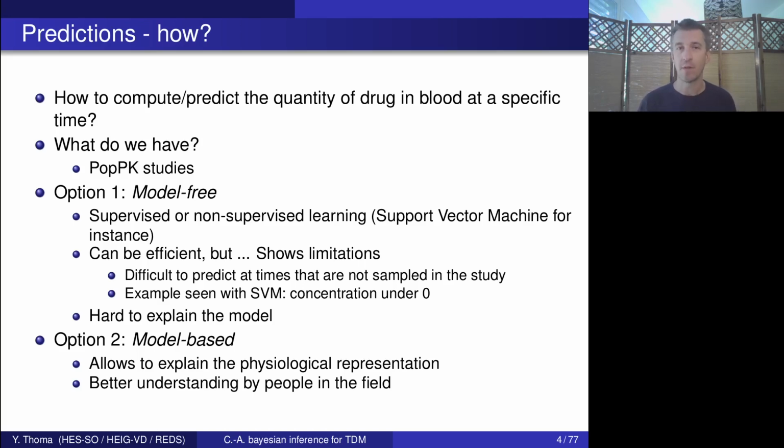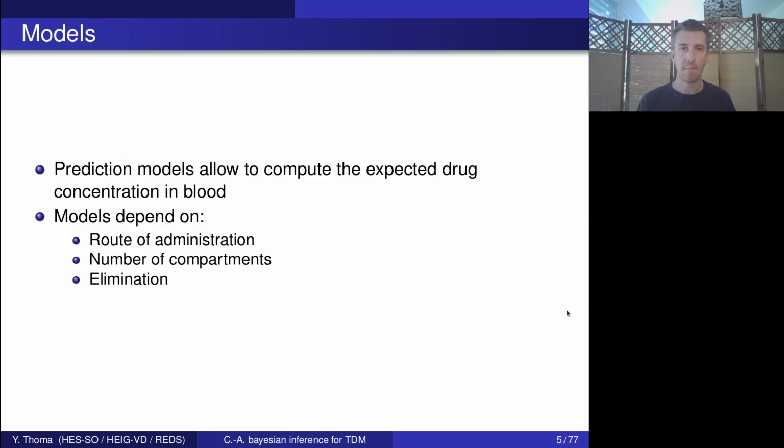So the second option is to use model-based approaches where we try to physiologically represent the patient in order to take advantage of what we know about the body. We have blood circulating the body, we have muscles, livers, and so on. And by using model-based approaches, it's easier to explain what happens to other people. So we will continue with models.